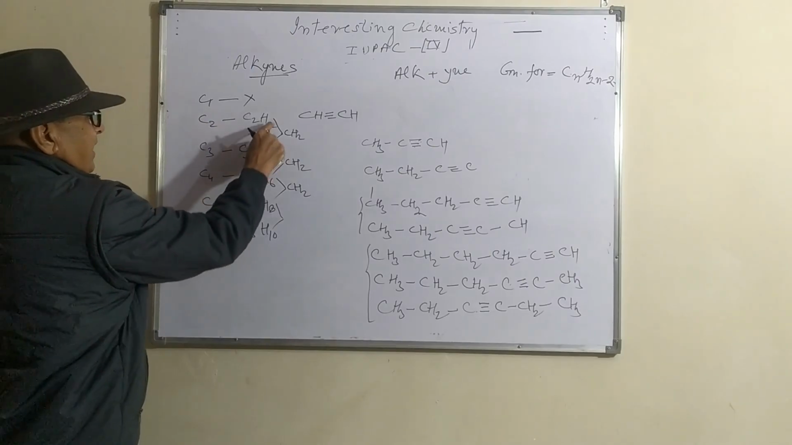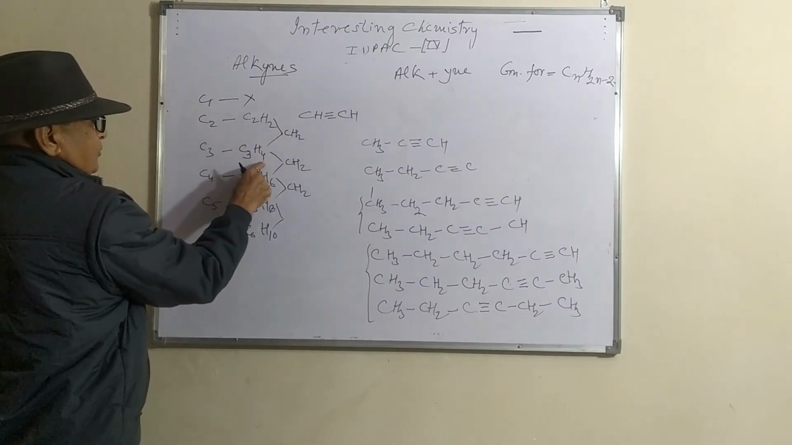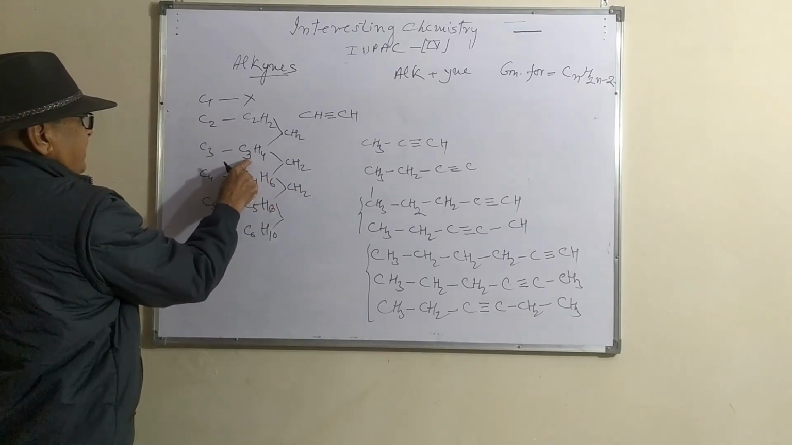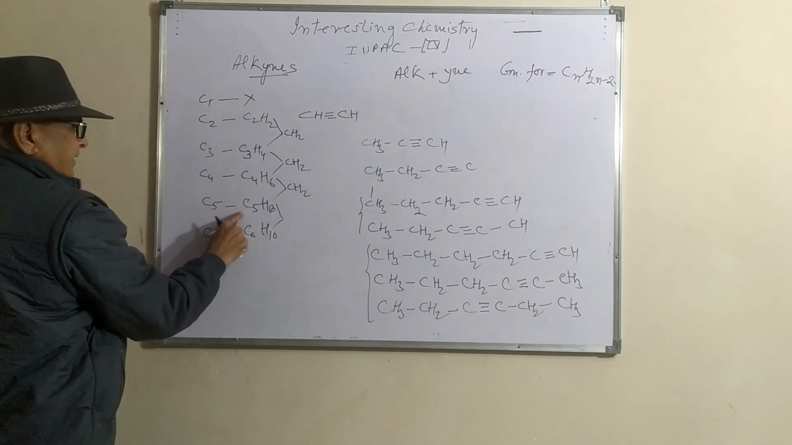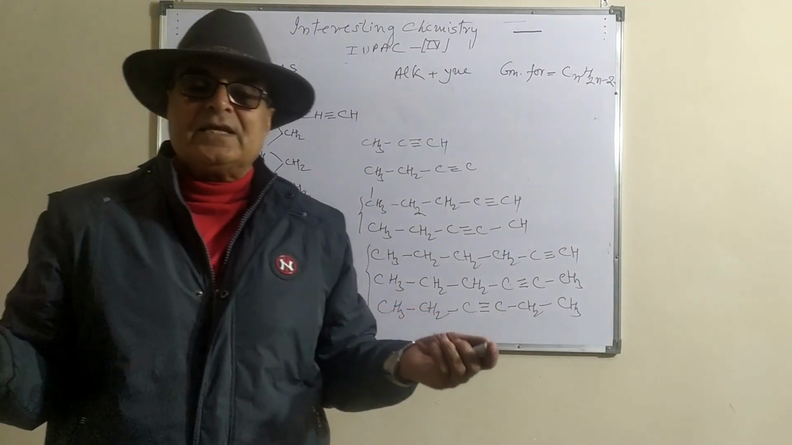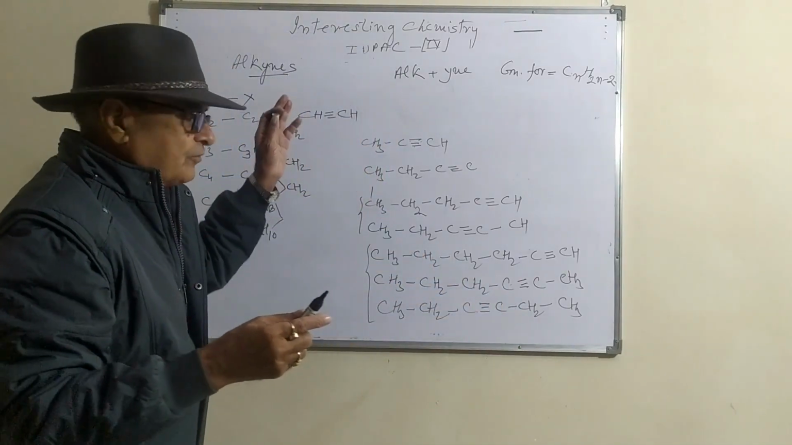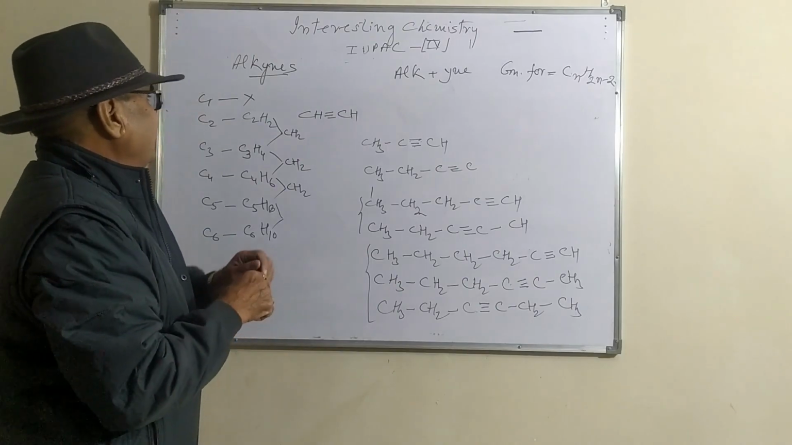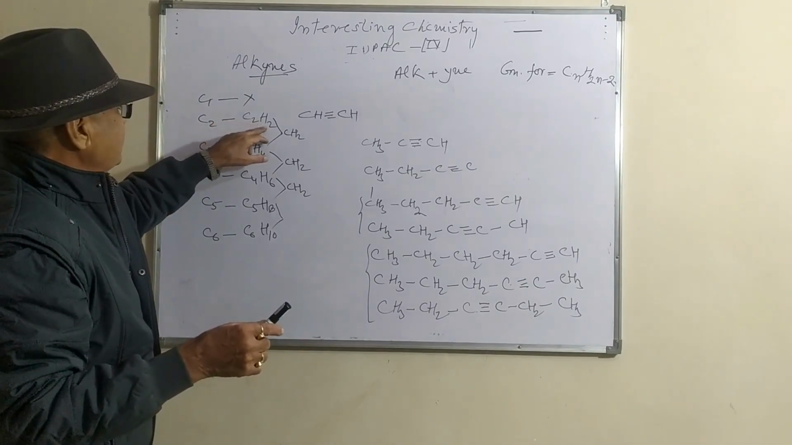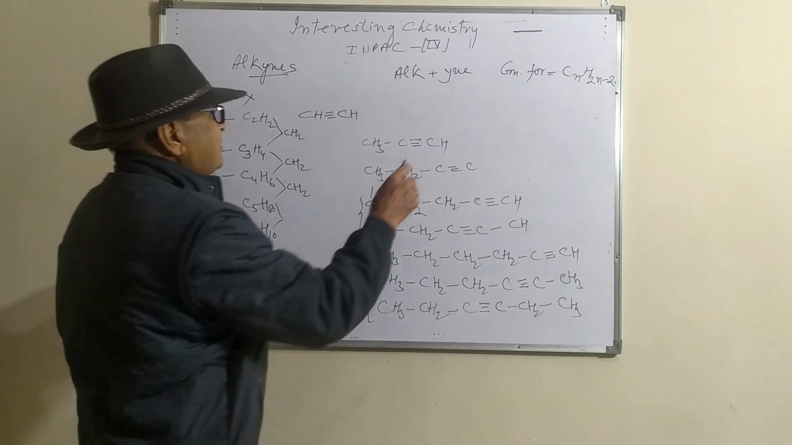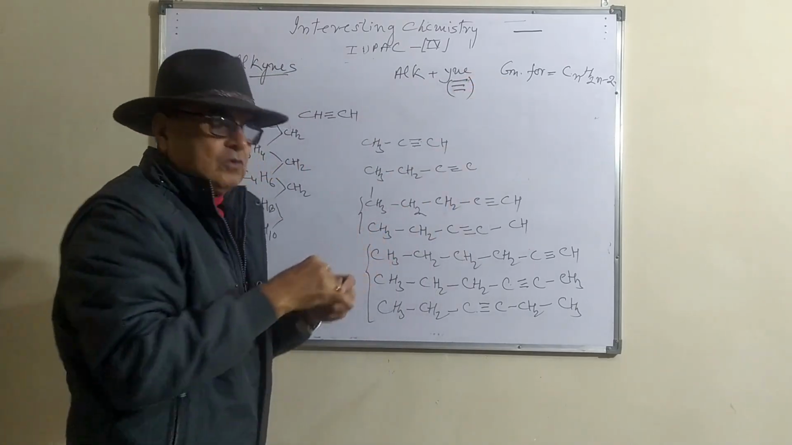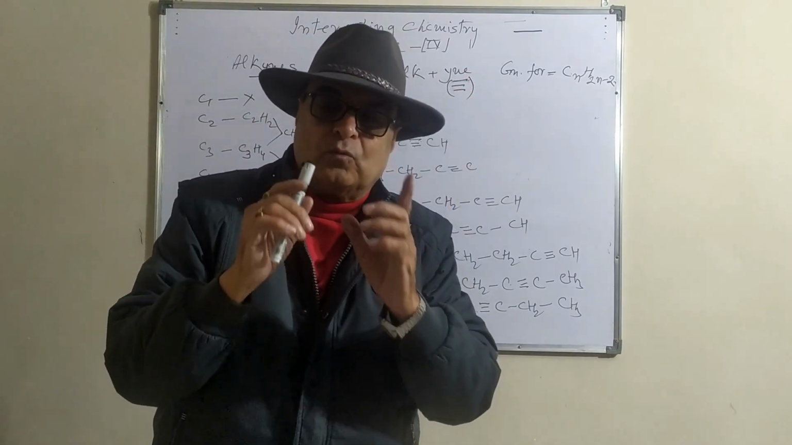So C3: add CH2 in this way, C3H4. Again add CH2, C4H6, C5H8. These are propyne, ethyne, butyne, pentyne, and hexyne. The molecular formula you will say only as pentyne, hexyne, butyne, etc. If you write the structural formula of these alkynes, suppose you have written only 2 carbons, C2H2. The alkyne tells us the presence of one triple bond.